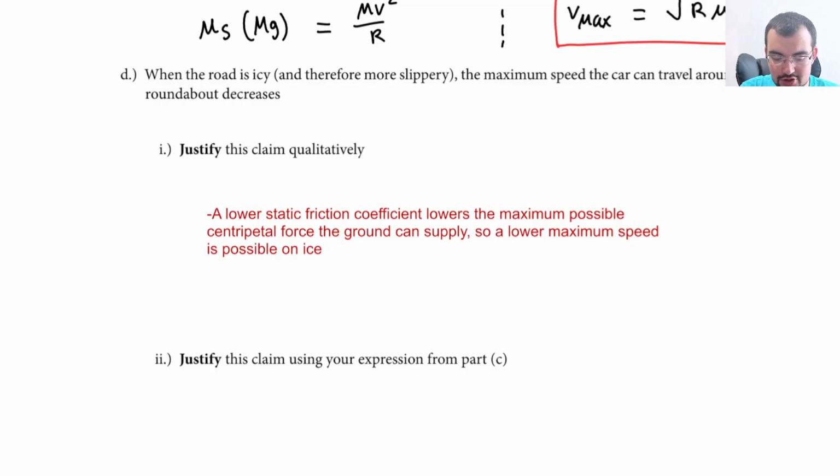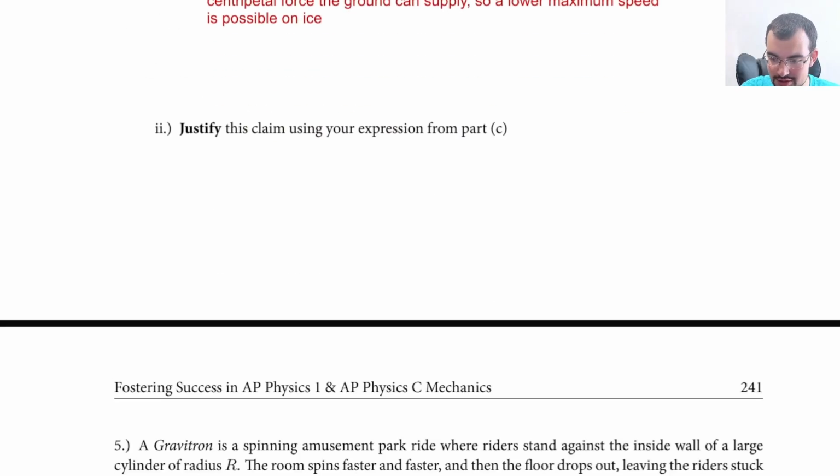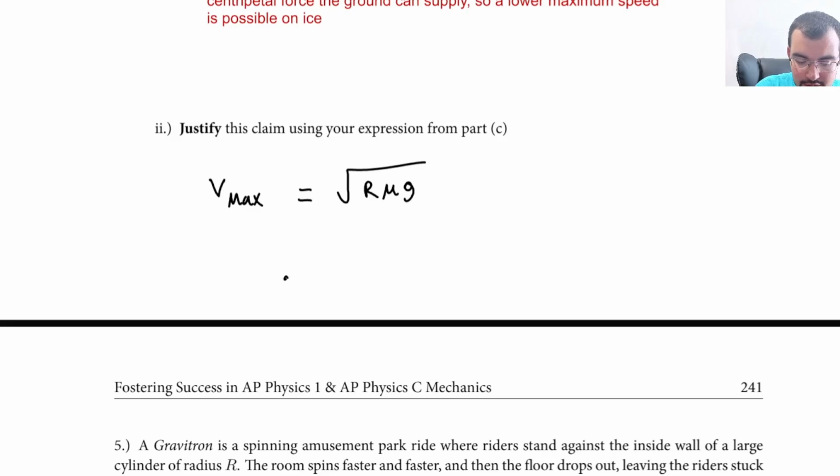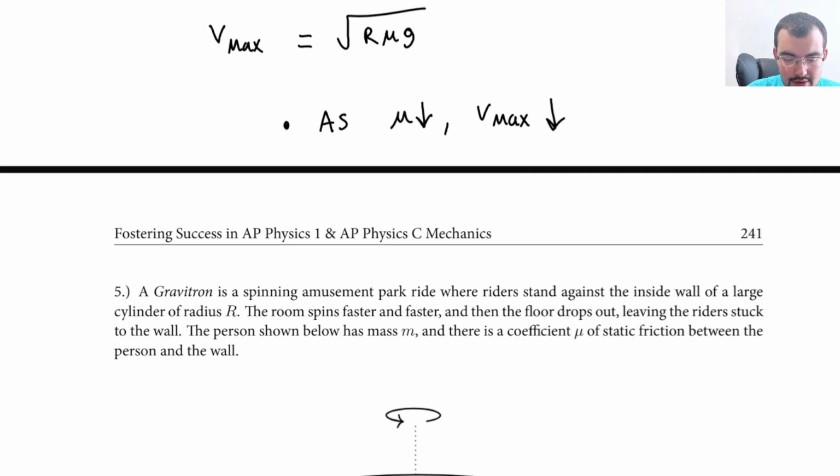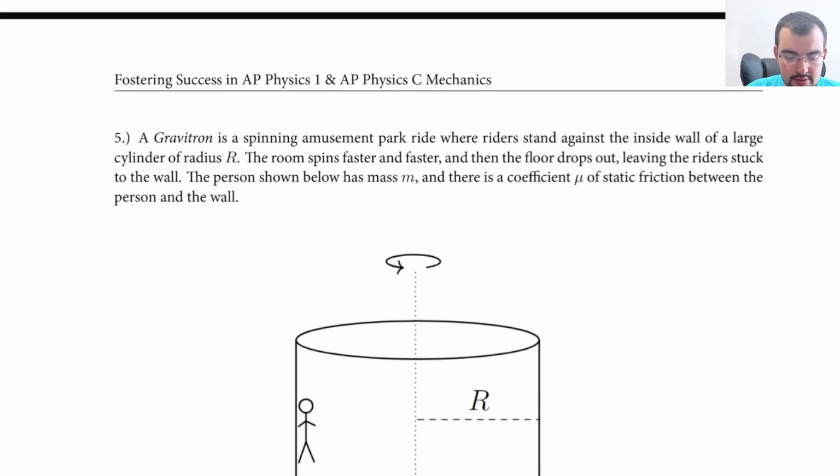And then justify using our expression from part C. Well, our expression from part C says that the max speed we can go is square root of r times mu times g. So as mu decreases, v max also decreases because everything is in the numerator. So we have a direct correspondence here.